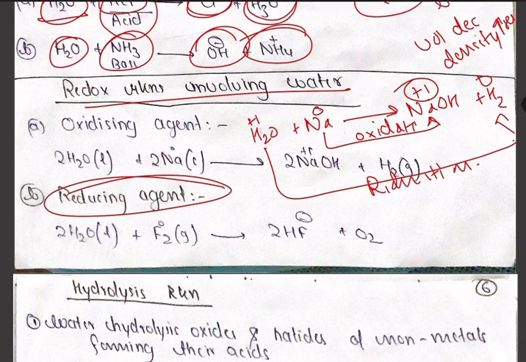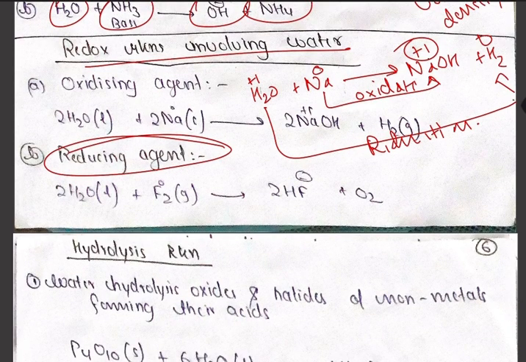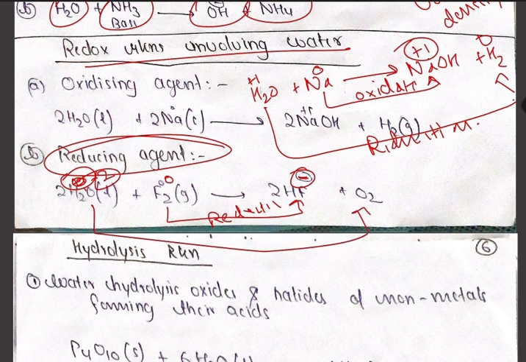Water also acts as a reducing agent. Here F2 is in the 0 oxidation state, and here F is in the -1 oxidation state, so it undergoes reduction. In water, hydrogen is +1 and oxygen is in the -2 oxidation state, and here oxygen goes to the 0 oxidation state, and therefore it undergoes oxidation.